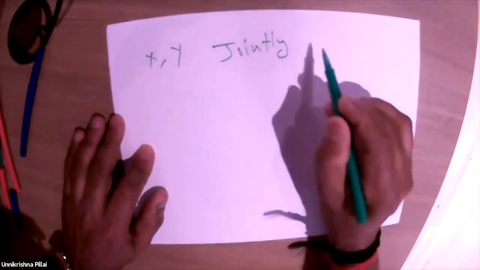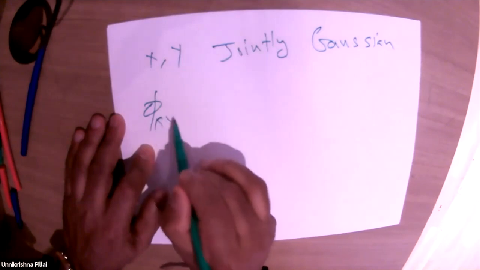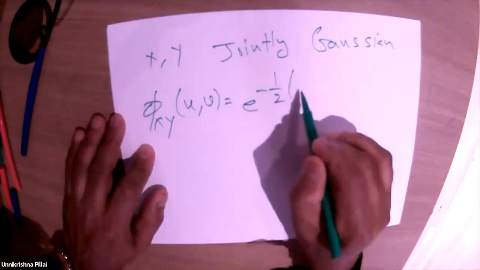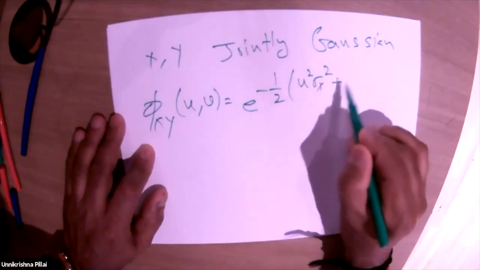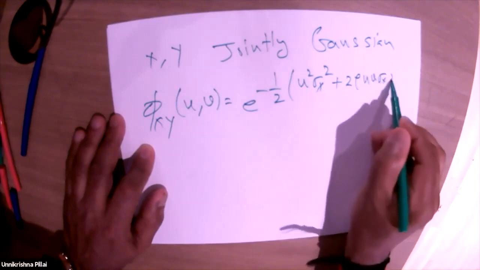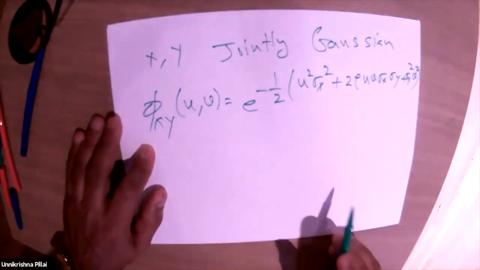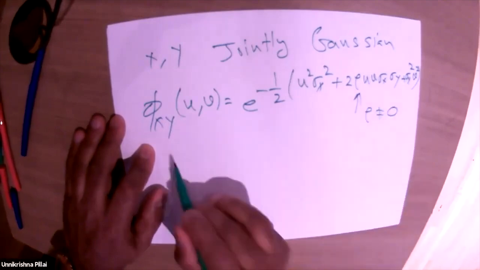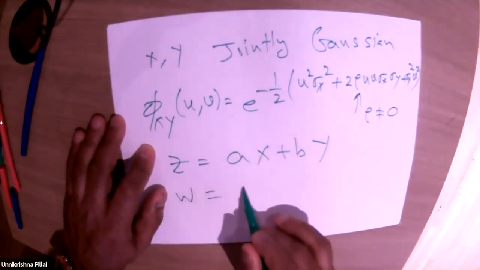So again, let me take this problem. X and Y are jointly Gaussian. That means their characteristic function is like this. I'm going to do the zero mean case so that I can write it easily. That'll be u squared sigma x squared plus two rho uv sigma x sigma y plus sigma y squared v squared. This is the joint characteristic function. You can see rho is not zero. So X and Y are jointly Gaussian.